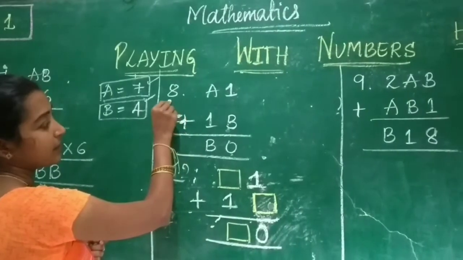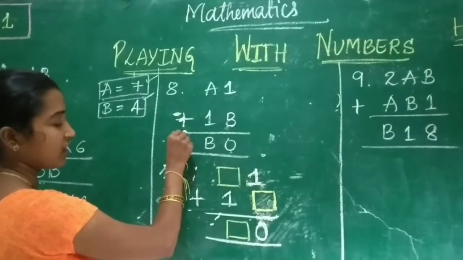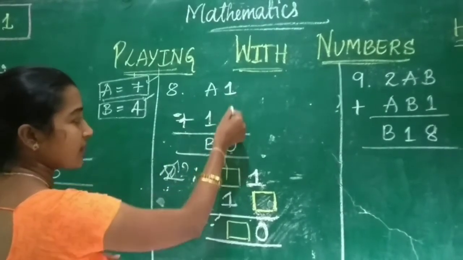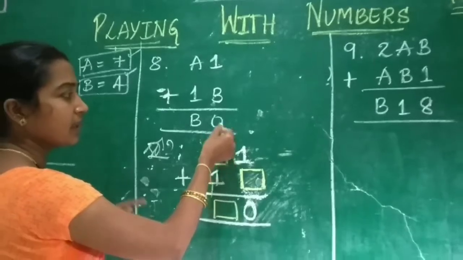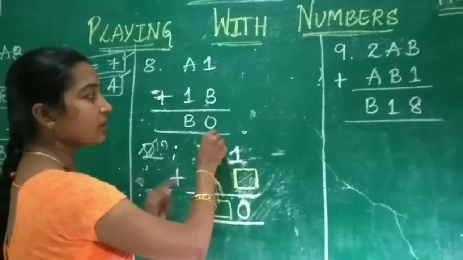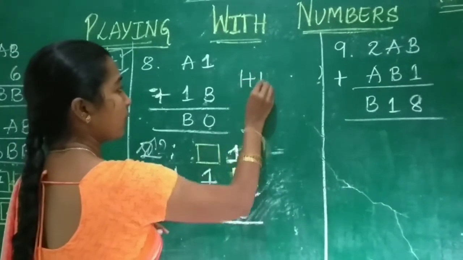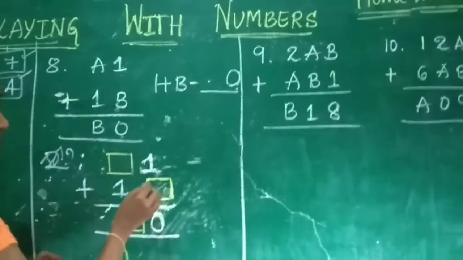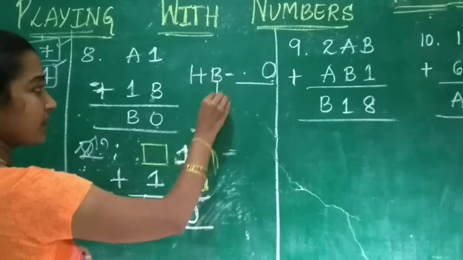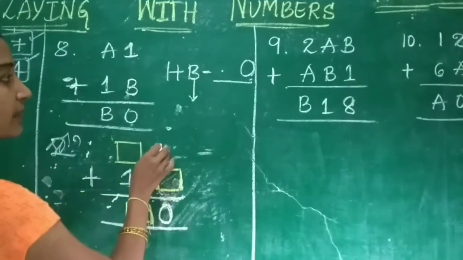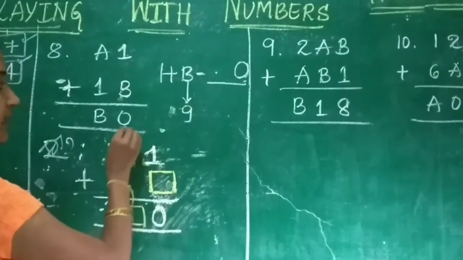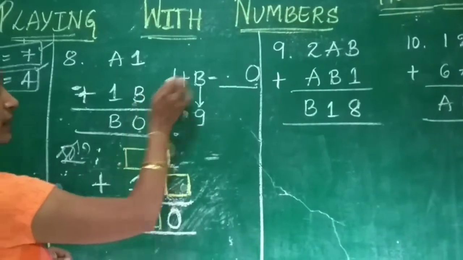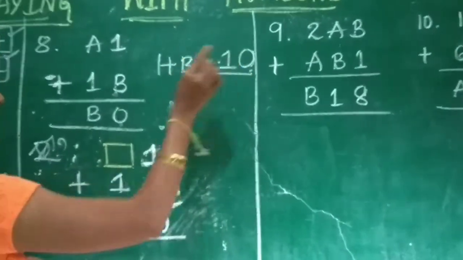Now come to your 8th problem. See here, your addition problem is there. 1 is added with B, it gives a number that has 0 in the unit place. Like this. 1 plus B is equal to a number that takes 0 in the unit place. How much is added with 1? It gives the value 10. 9 is the number, it added with 1 gives the sum 10.